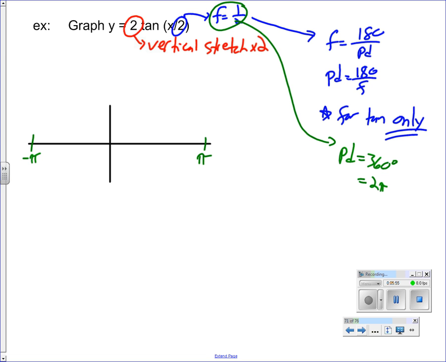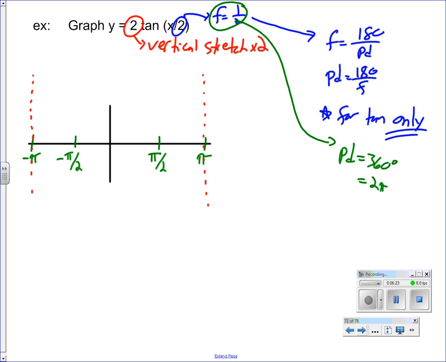All right, just like before, all our points for the pattern we count out are going to be each quarter of the period, which if it's 2 pi, that will be pi over 2, every 1/4 of the way along. So again, we'll be starting on an asymptote, ending on an asymptote.